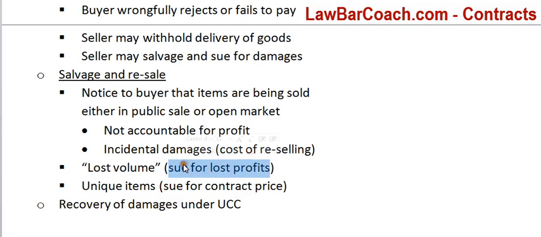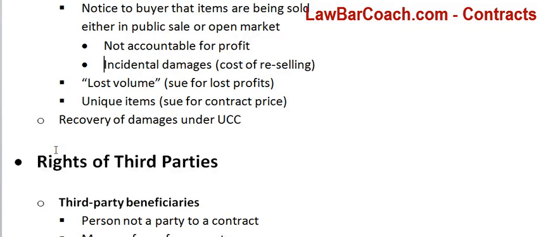And if it's a unique item, I buy an electric guitar that has my name inscribed on it and a picture of my face on the guitar. I reject it. They're never going to get anybody else to buy that thing unless I'm Slash. So they can sue for the entire contract price. They don't have to just sue for profits lost or anything like that. And the recovery of damages under UCC, we're still talking about expectancy, reliance, things of that nature.